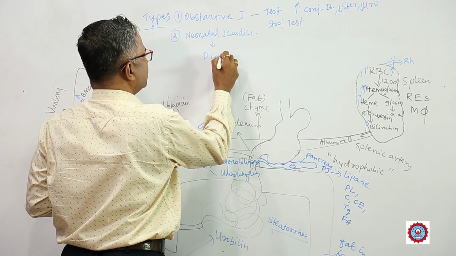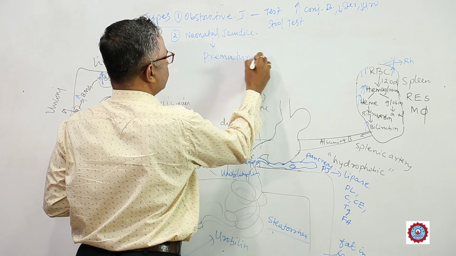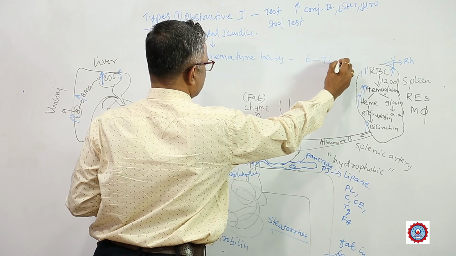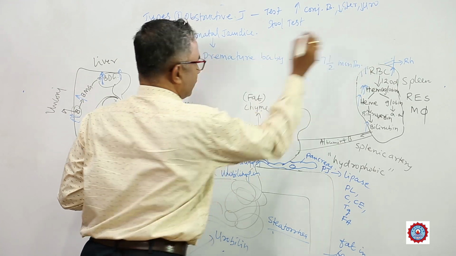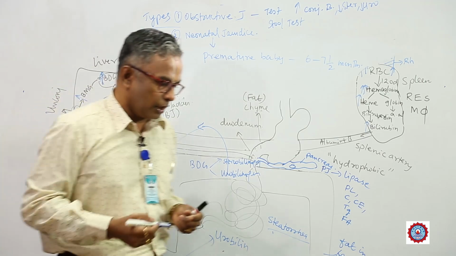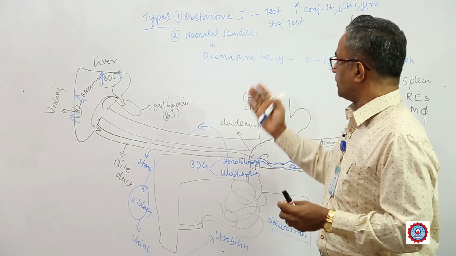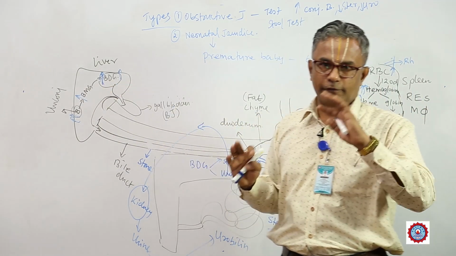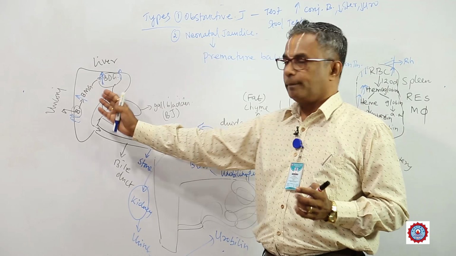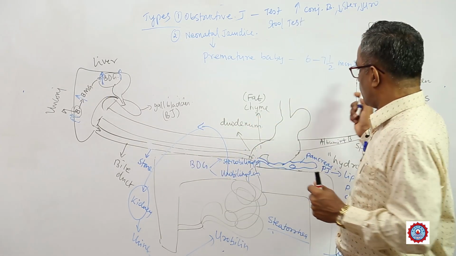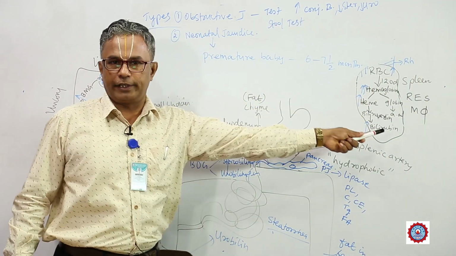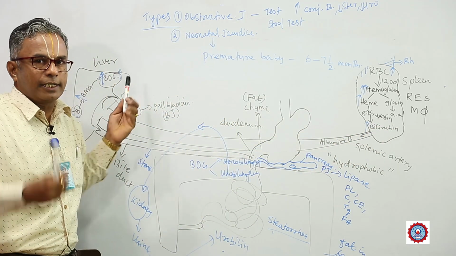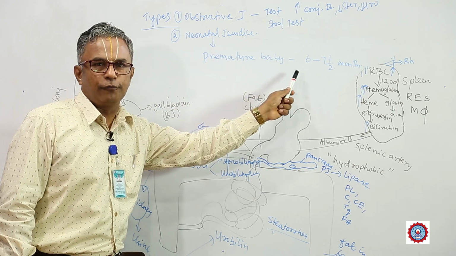sometimes there may be a premature liver, the child may be a premature baby, that is, a child born at 6 to 7.5 months. When the child is born at 6 to 7.5 months, we call it a premature baby. The liver will not be fully developed in the premature baby. So, when the bilirubin is formed and transported to the liver, the liver is not fully formed.